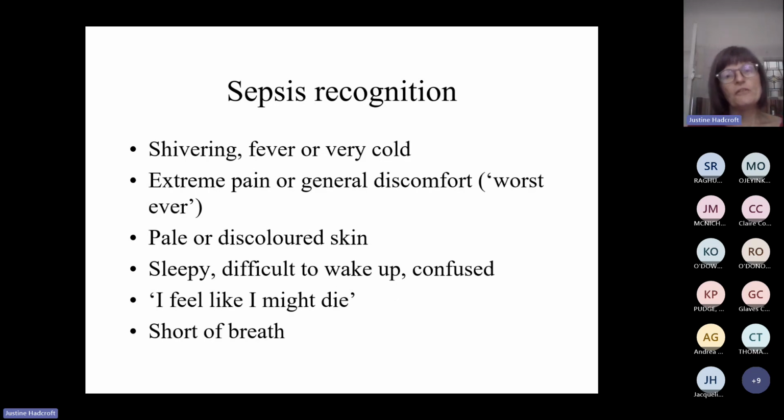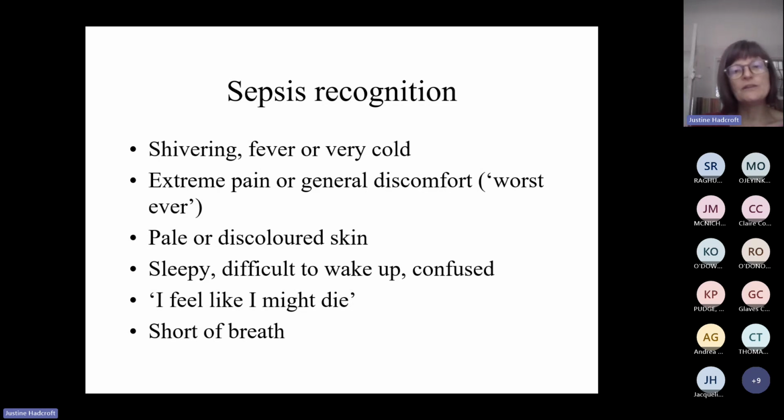Patients with sepsis might feel very cold, might feel very hot, whether or not they have a temperature, and they might shiver. So that's a worrying sign. They might describe extreme pain or general discomfort, but they will describe it as the worst pain ever. They might just feel awful. Pale or discoloured skin is a real worrying sign. That might suggest tissue hypoperfusion because of low blood pressure.